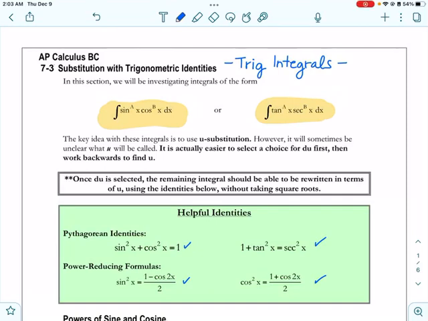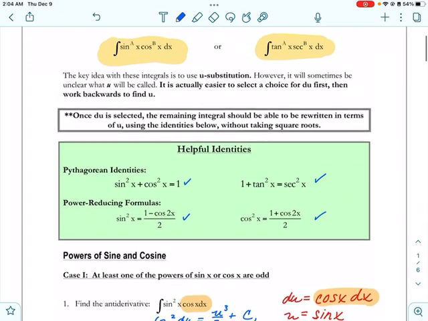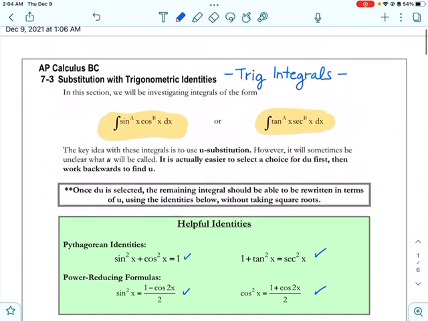Okay, hi kids. We're picking up on the 7.3 part 2 video, and we're discussing trig integrals and using a substitution with trig identities. So we're talking about the integral of sine to the ax, cosine to the bx dx, or the integral of tangent to the ax, secant to the bx dx. And we're going to use these helpful identities.